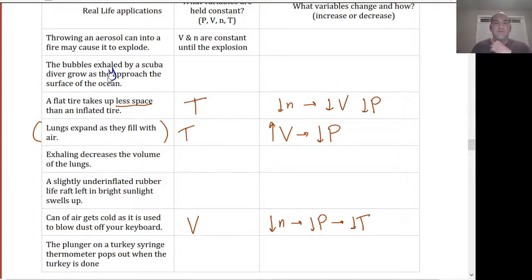Neither. I think the point of this is the bubbles that are exhaled. So like the scuba diver's breathing and then just blowing bubbles, like when you put your face in the water and you blow bubbles. Those bubbles are the ones that you're focused on. The air inside those bubbles is what we're talking about here. So in that case, we can say that the amount of gas and the temperature are held constant. Of course, there's going to be temperature variation in the ocean, but that's not really what's causing the major effect here. The main thing is the pressure is decreasing as the bubbles rise to the surface, and so that causes the volume to increase.